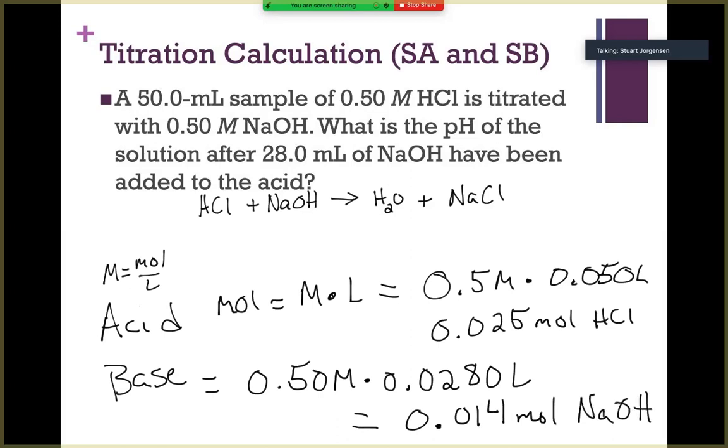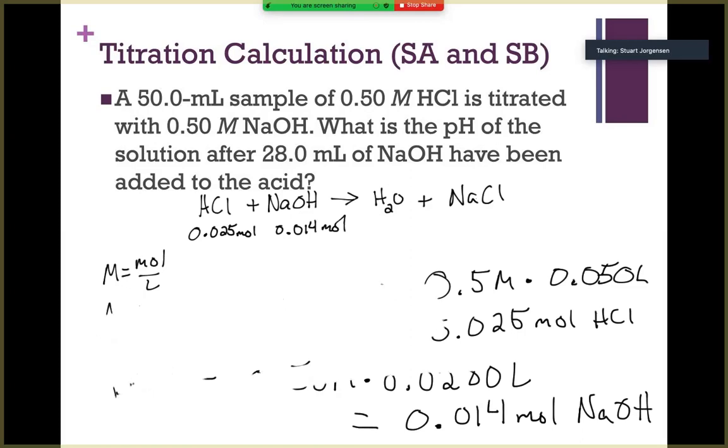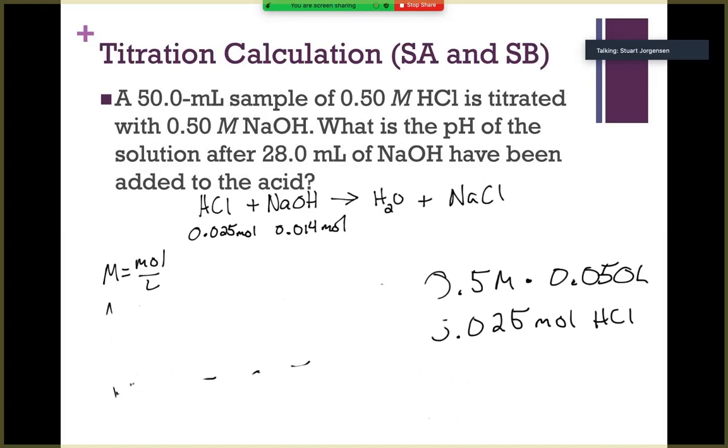Well, good news, it's a 1-to-1 ratio, right? Theoretically, you could set up an ice table. You could be done, but we know how much of our two species we have now. We have 0.025 moles of this, and we got 0.014 moles of our base. If we're just thinking about what's going to happen here, these are going to react together, right? But one of them is going to run out first. We're going to have a limiting. We're going to have some excess.